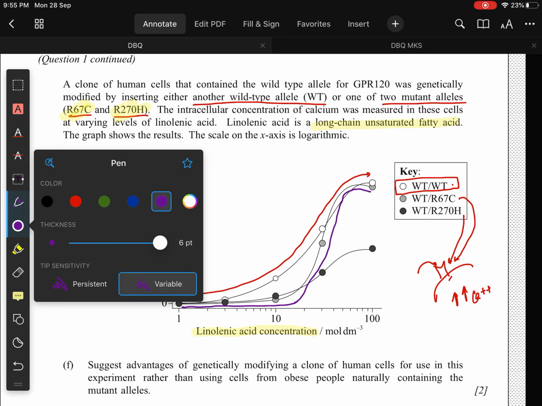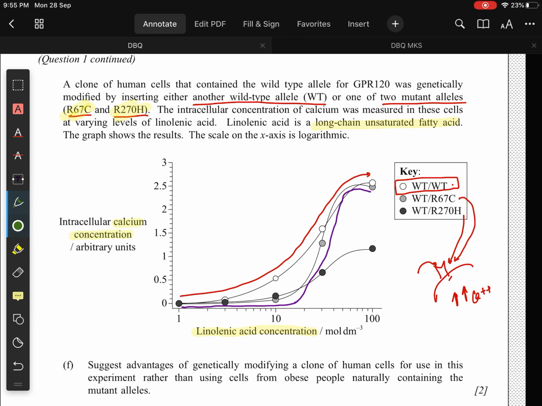And the third one, it increases but not as exponentially as this one. Okay, so I drew, but this is better, I remove it. You can see the line clearly.